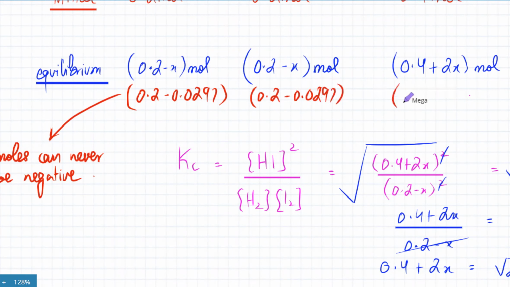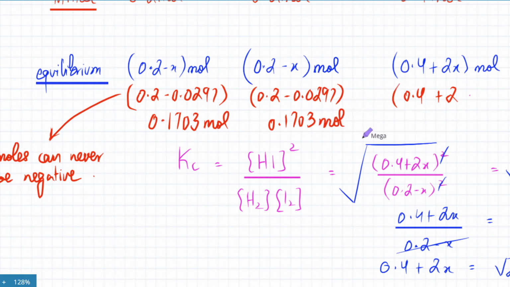And this one would be 0.4... 0.703. 0 point? 0.1703. That means your moles are positive, okay? This one would be exactly the same, 0.170. And then for the last one, how much is it? 0.4 plus 2 into minus 0.0297.